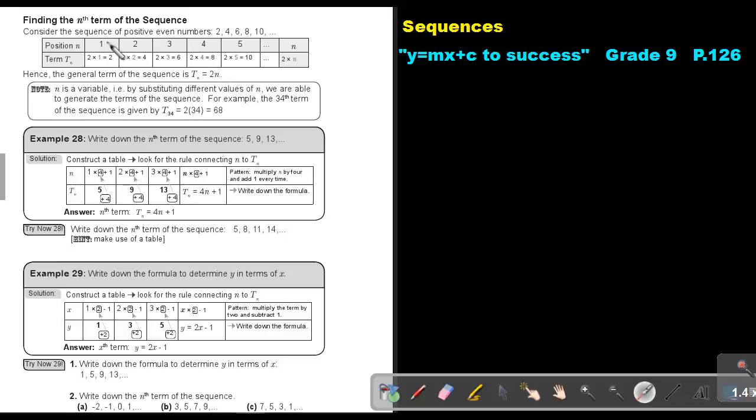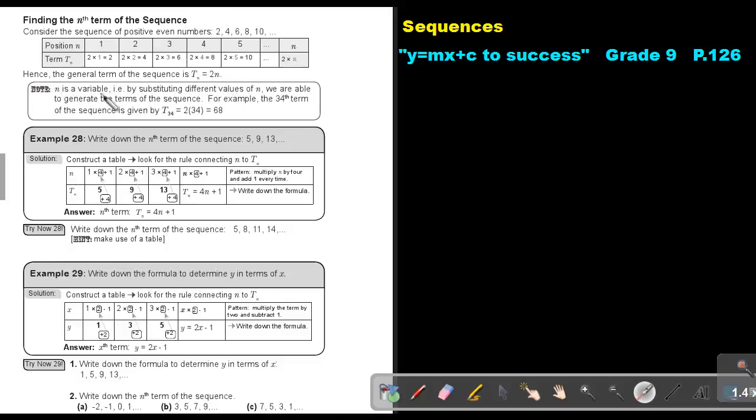So basically, I'm just taking the value of n and multiplying by 2. Take the value of n, which is 2, times 2 is 4. Take the value of n, 3, times 2 is 6. So it's 2 times n. Hence the general term of the sequence is Tn equals 2n.